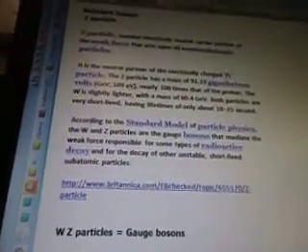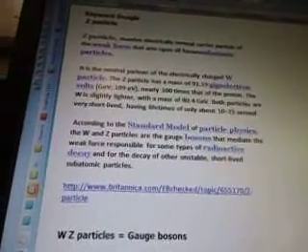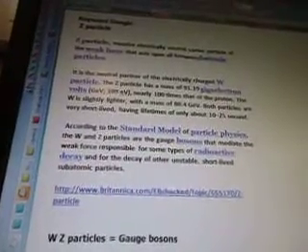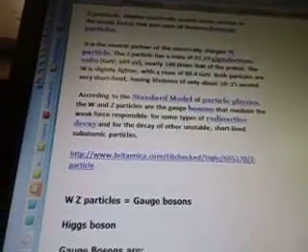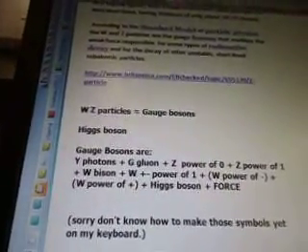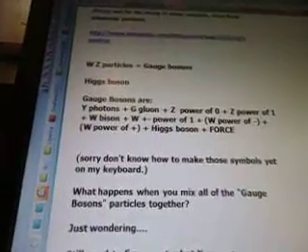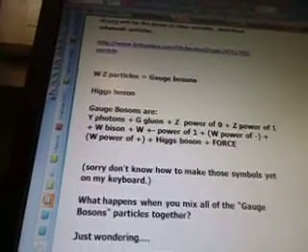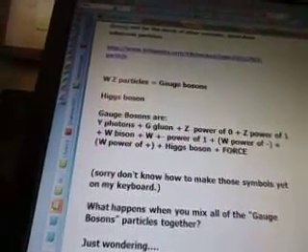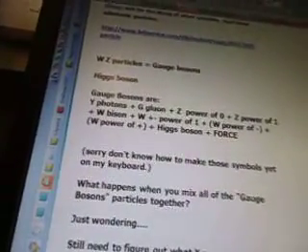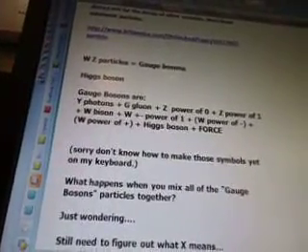According to the standard model of particle physics, the W and Z particles are the gauge bosons that mediate the weak force responsible for some types of radioactive decay and for the decay of other unstable short-lived subatomic particles. So that's from www.britannica.com. So WZ particles equals gauge boson. There's the Higgs boson. Gauge bosons are Y photons plus G gluon plus Z power of 0 plus Z power of 1 plus W boson plus W plus minus power of 1 plus W power of minus plus W power of plus Higgs boson plus force.